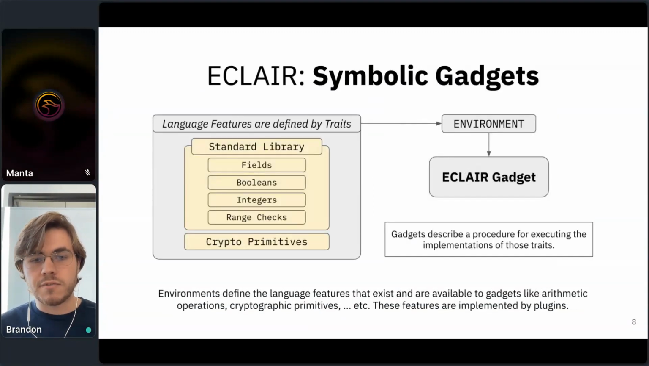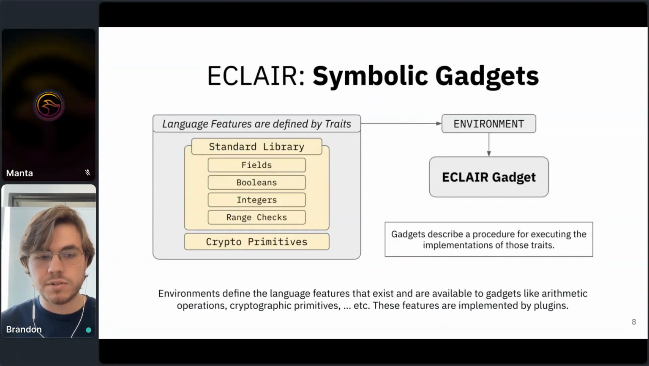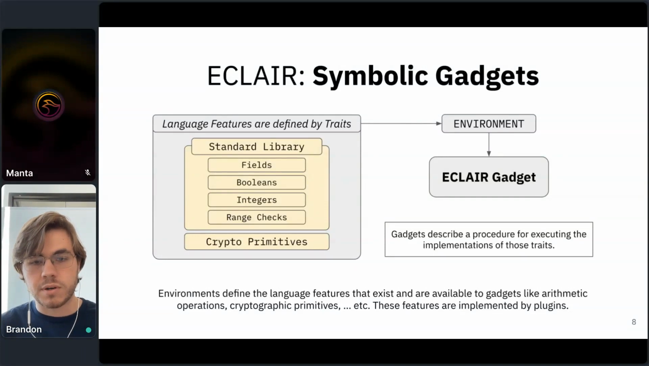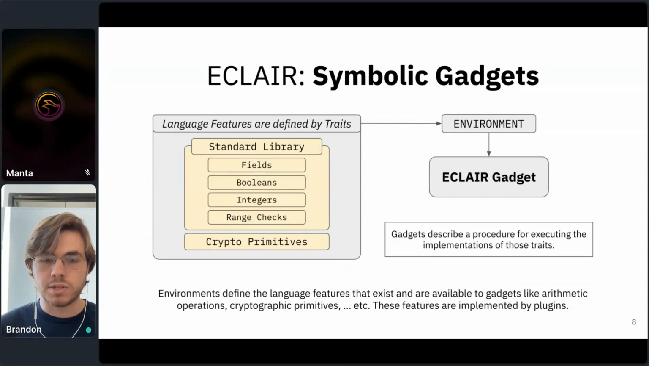And OpenZL itself comes bundled with a basic set of language features and pre-built gadgets. So the things you should typically expect from any other modular proof system framework. If you're familiar with ArkWorks, for example, all the things available in their R1CS standard library are available as well. So things like fields, booleans, non-native integers, range checks, all the things you want. And then also cryptographic primitives that are written in the ECLAIR language itself, for things like accumulators, encryption schemes, signature schemes, anything you want.